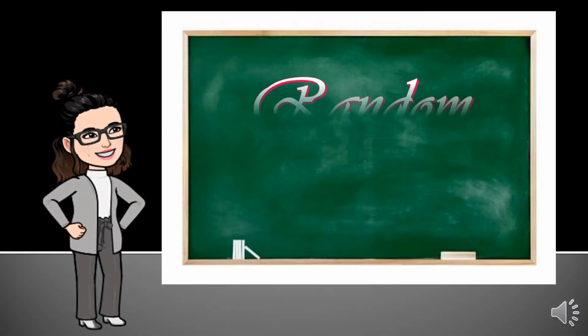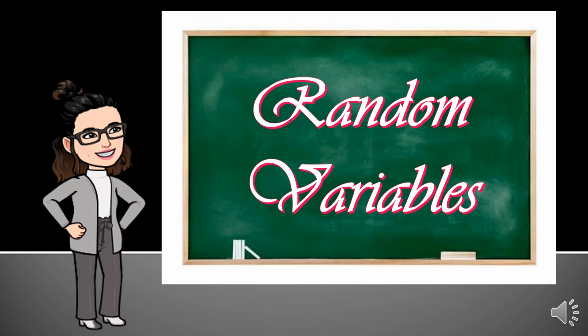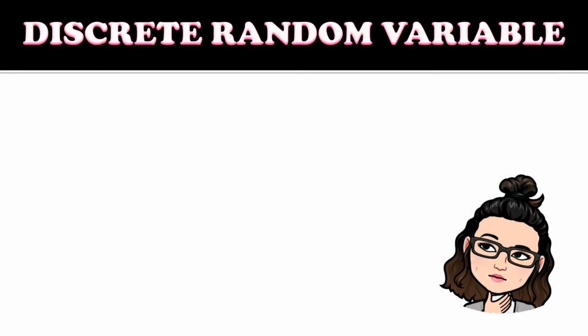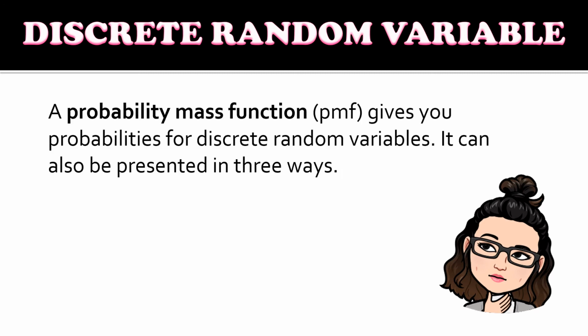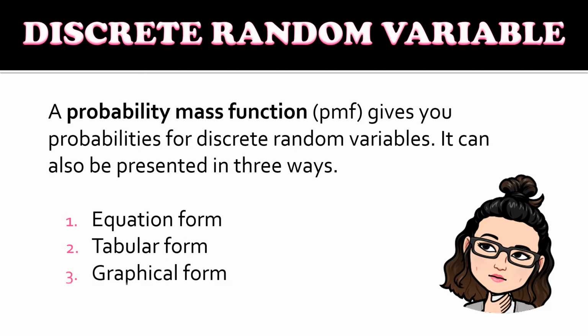This is just a continuation of the last topic, to meet the last objective. So the topic is still random variables. For a discrete random variable, we have what we call the probability mass function, which gives you probabilities for discrete random variables. It can also be represented in three ways: the equation form, tabular form, and graphical form.